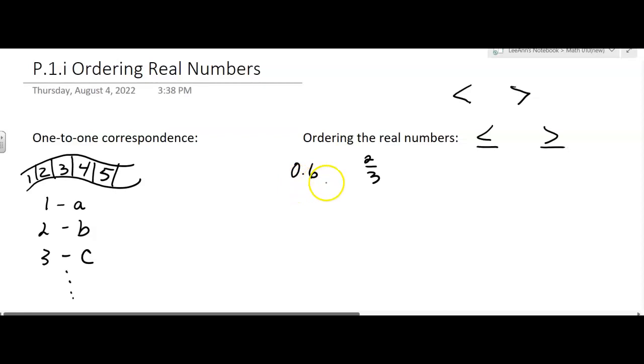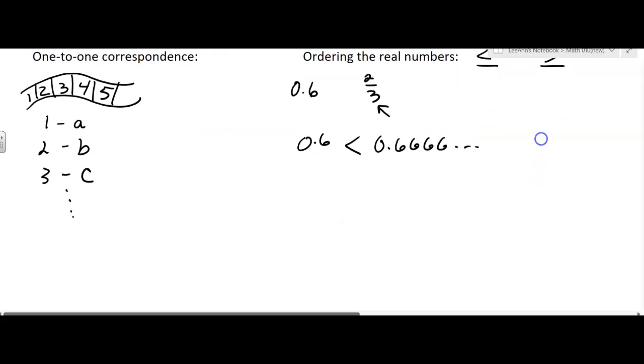So which is bigger, 0.6 or 2/3? Well, one way you could do it is you could say, well, what is 2/3 as a decimal? You could get out your calculator, 2 divided by 3, and it turns out it's 0.6666. So which is bigger? Well, this one's bigger, right? So 0.6 is less than 0.6666. Okay. What if you had 0.6 with a bar over it and you had 2/3? Well, you could say that they are equal to each other, or you could say it's less than or equal to or greater than or equal to. Either one of those symbols would work.